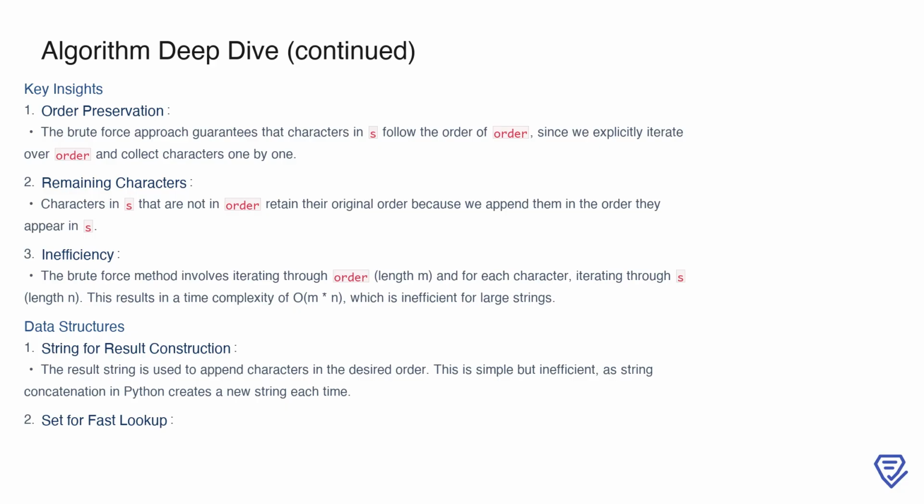Since we iterate through S multiple times, once for each character in order, the time complexity is O(m * n). Additionally, the use of string concatenation makes the approach slower, as each concatenation creates a new string in memory. To optimize this, we can consider using better data structures. For example, a set can be used to quickly check whether a character is in order, reducing the lookup time from O(m) to O(1). This observation motivates a more efficient solution.